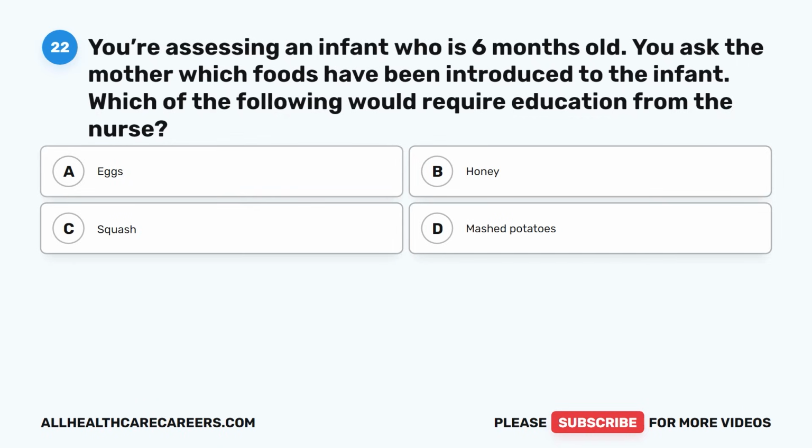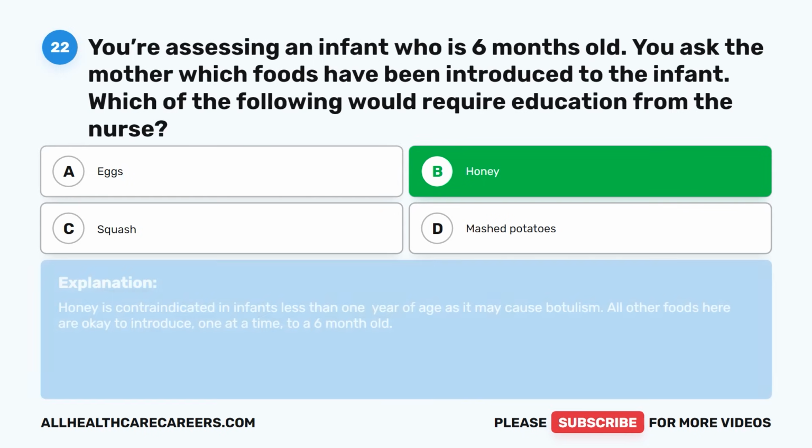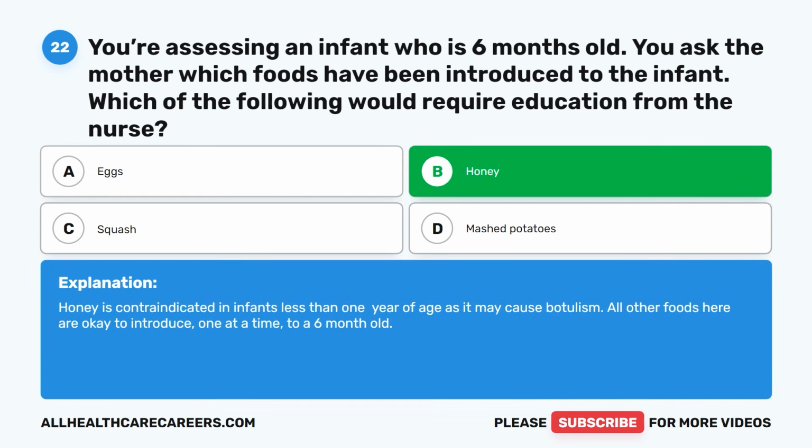Question 22. You're assessing an infant who is 6 months old. You ask the mother which foods have been introduced to the infant. Which of the following would require education from the nurse? A. Eggs. B. Honey. C. Squash. D. Mashed potatoes. The correct answer is B. Honey. Honey is contraindicated in infants less than 1 year of age as it may cause botulism. All other foods here are okay to introduce one at a time to a 6-month-old.